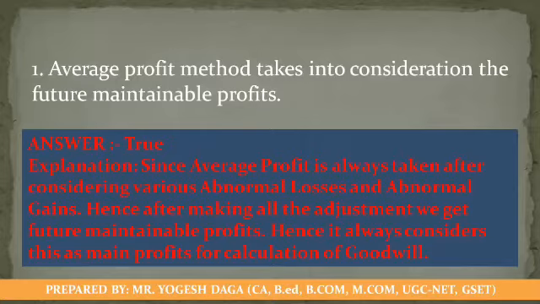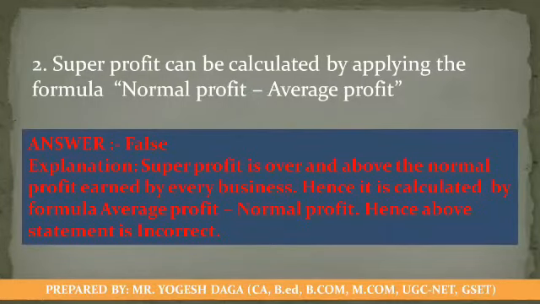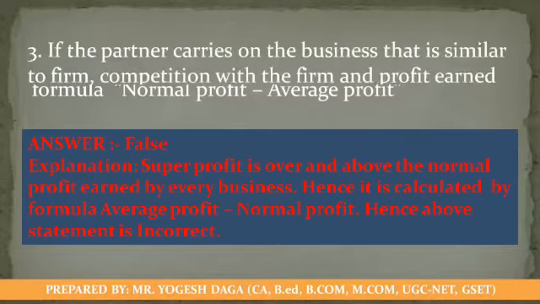Okay. So next question there on the screen. Super profit can be calculated by applying the formula normal profit minus average profit. Is this statement true or false? You are required to give the answer. Yes, the perfect answer for this, it's a false statement. Why? Because right now we have done that the super profit formula is average profit minus normal profit, and it's not the normal profit minus the average profit. So students, false is the answer and it is there on the screen. So we are moving towards the next question.